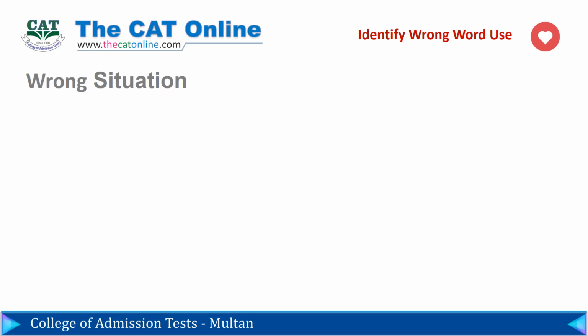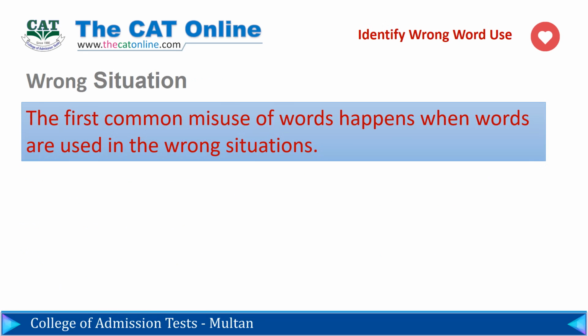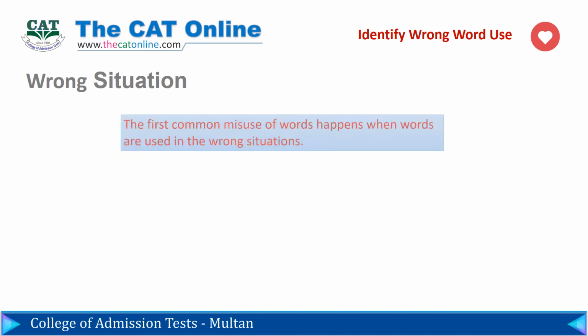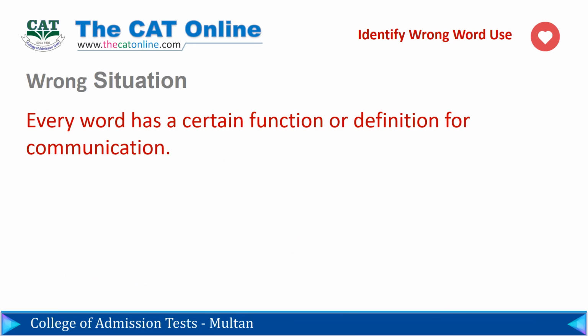Wrong situation. The first common misuse of words happens when words are used in the wrong situations. Every word has a certain function or definition for communication. It is important that words are used according to those functions. For example, we use transitional words in writing to show relationship and connect ideas. Many people easily confuse transitional words and use them incorrectly.